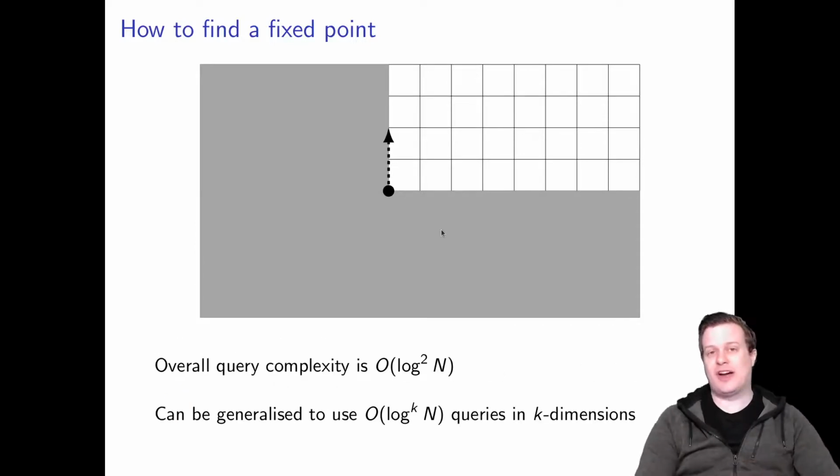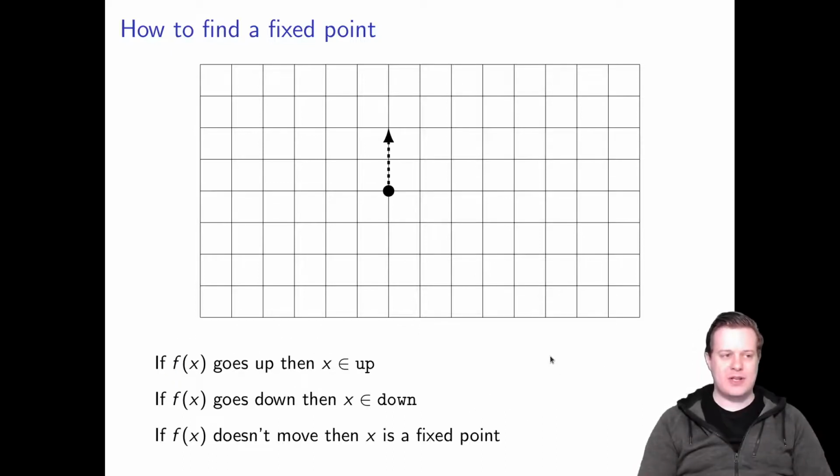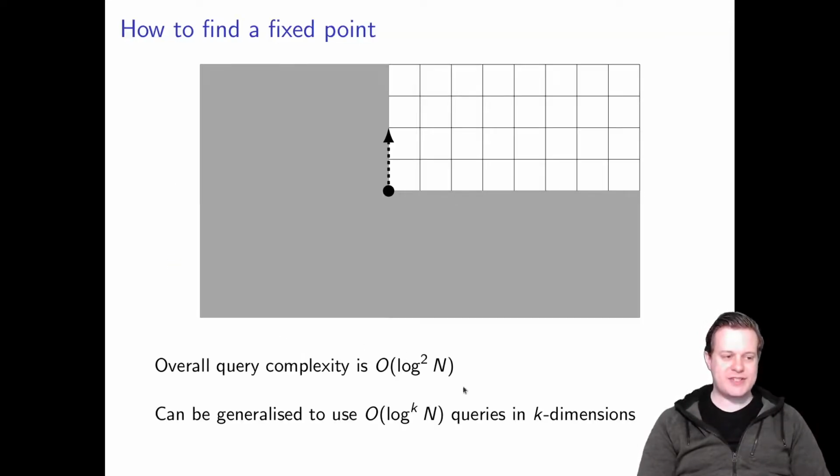And since we were ruling out half the instance each time, for 2 dimensions, we get a log squared n query algorithm. Why is that? Because each time we solve a 1D instance, we're applying binary search, which requires log n queries. And we do that log n times because we rule out half the instance. And so it takes us log n outer queries to get us down to a small enough instance. So this is a log squared n algorithm in 2D.